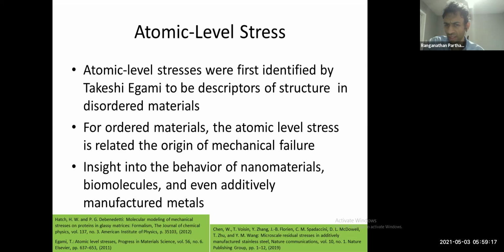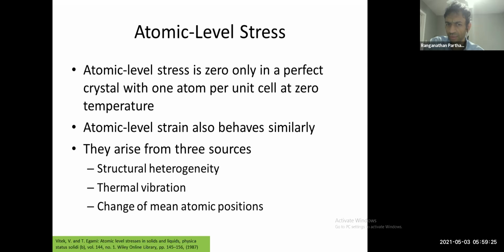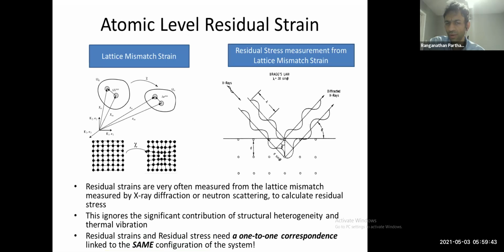The atomic level stresses have been used to predict the onset of mechanical failure in various types of materials. The atomic level stress and atomic level strain arise primarily from three sources: structural heterogeneity, thermal vibration, and change in the mean positions of atoms. The lattice mismatch can be found using X-ray diffraction, and this has been used to calculate the atomic level stresses. However, this only captures one of the three factors, that is the change in mean positions of atoms, but not the structural heterogeneity or thermal vibration.